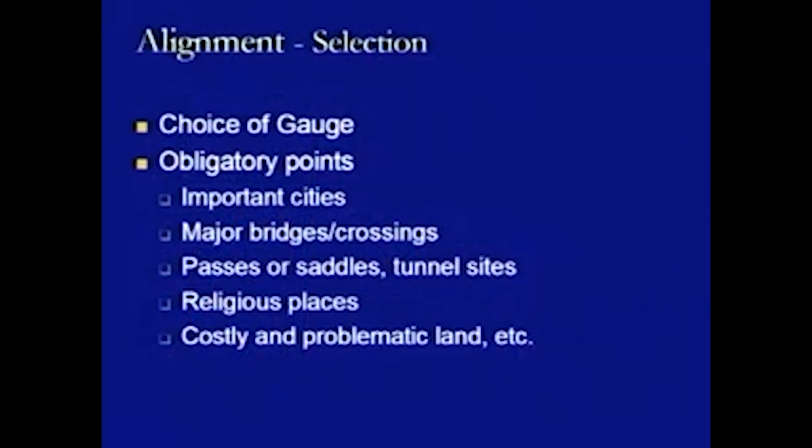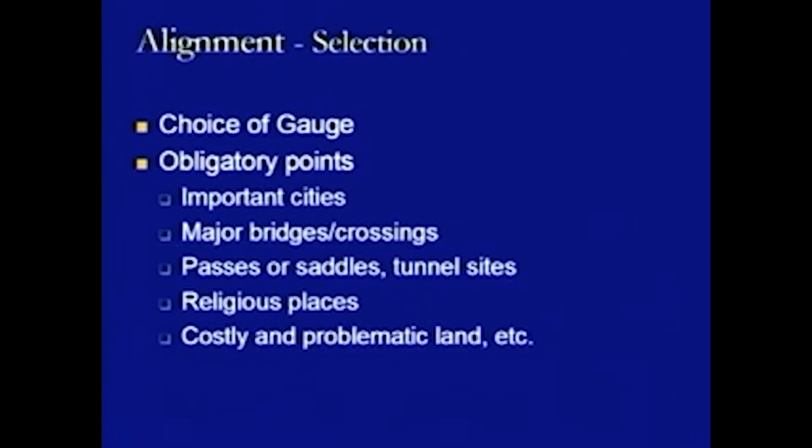Now, we come to another point: how we are going to select any alignment. There are a number of factors which govern the choice of alignment, which govern the position of the alignment through which it is going to pass and in which direction it is to be placed. In this sense, the first point is the choice of gauge.